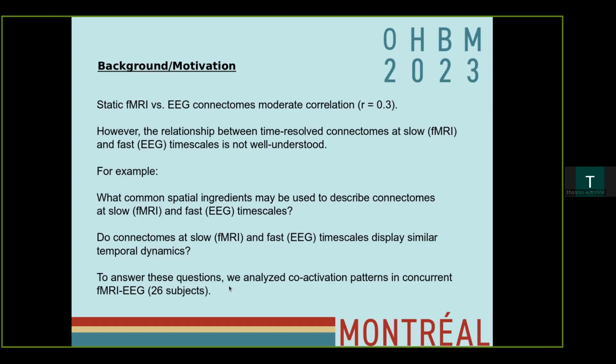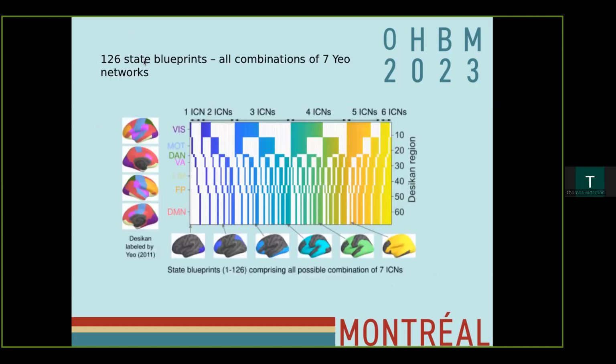To answer these questions, we analyzed the co-activation patterns in concurrent fMRI and EEG across 26 subjects. We derived a set of 126 state blueprints, which together comprise all possible combinations of the 7 Yeo networks. These are the blueprints 1 to 126. The first 7 blueprints correspond exactly to the 7 Yeo networks. And then we have all possible 2 network combinations, all the way to all possible 6 network combinations.